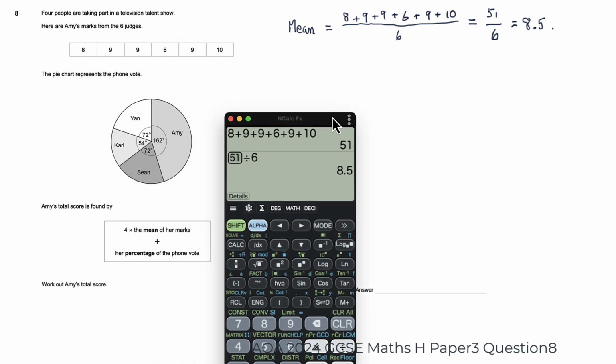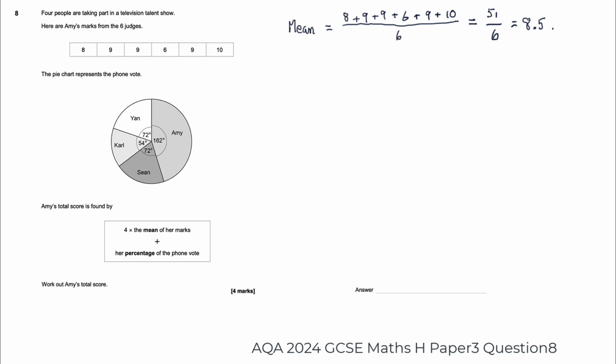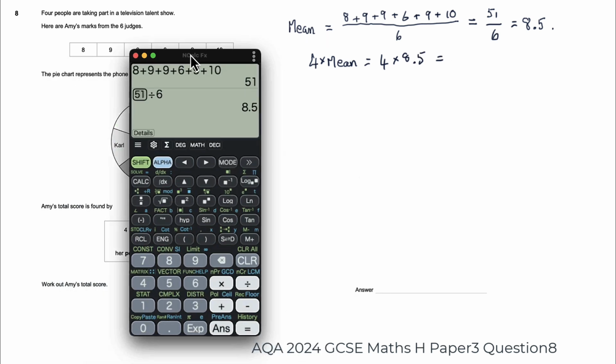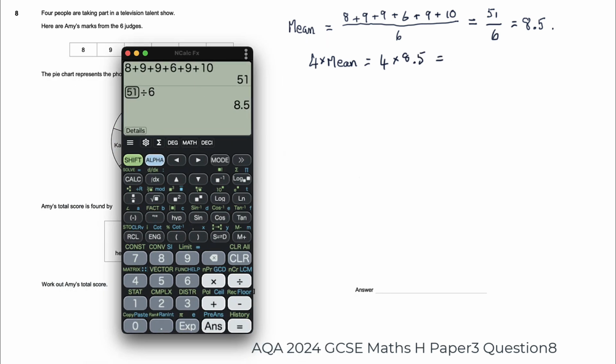Now, we were told that it's 4 times the mean. So let's write that down. 4 times the mean would be 4 times 8.5. So it's that answer times 4. And that gives me 34.